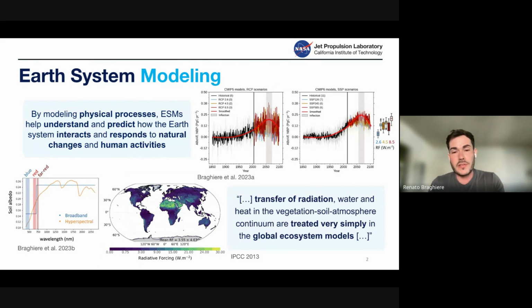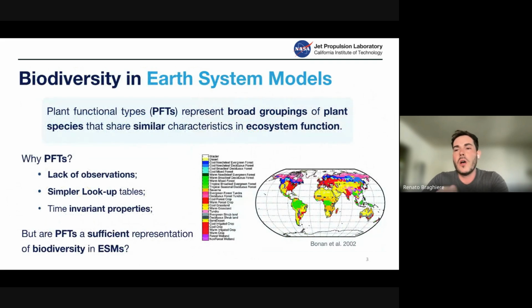And so the IPCC report lists, as one of the reasons these models have a lot of uncertainty, that transfer of radiation, water, and heat in the vegetation-soil-atmosphere continuum are treated very simply in these global ecosystem models. And so another way to look at this question of simplicity in these models is to think of biodiversity, right? Usually in Earth system models, we represent biodiversity via plant functional types.